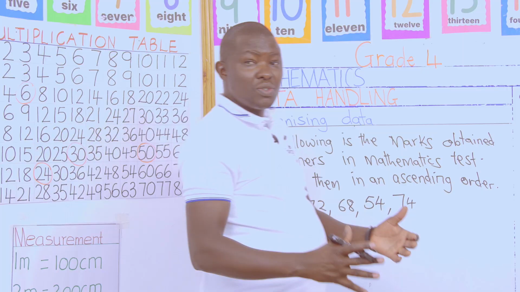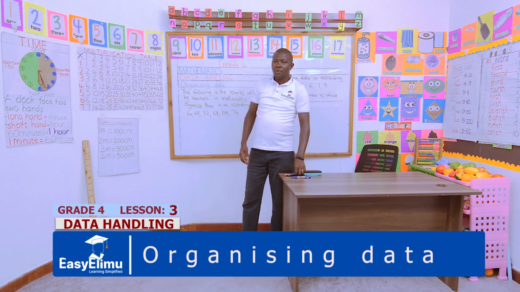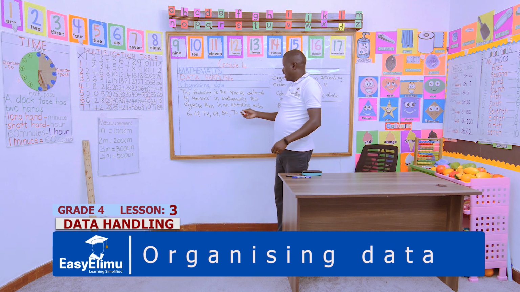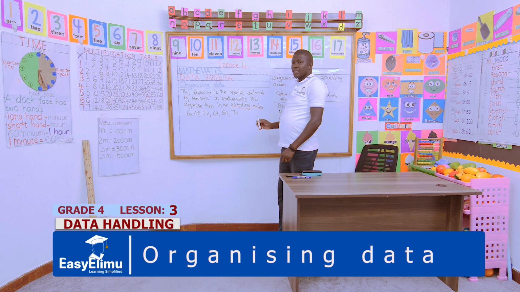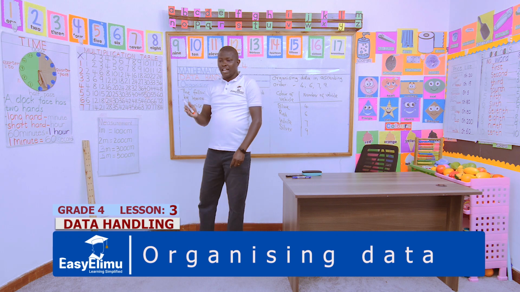Now, what shall we do? Can you discuss in your groups and try to come up with a good arrangement? Remember the key word here, we are arranging or organizing the data in ascending order. That is the key word. That word means we are starting from the smallest to the largest.